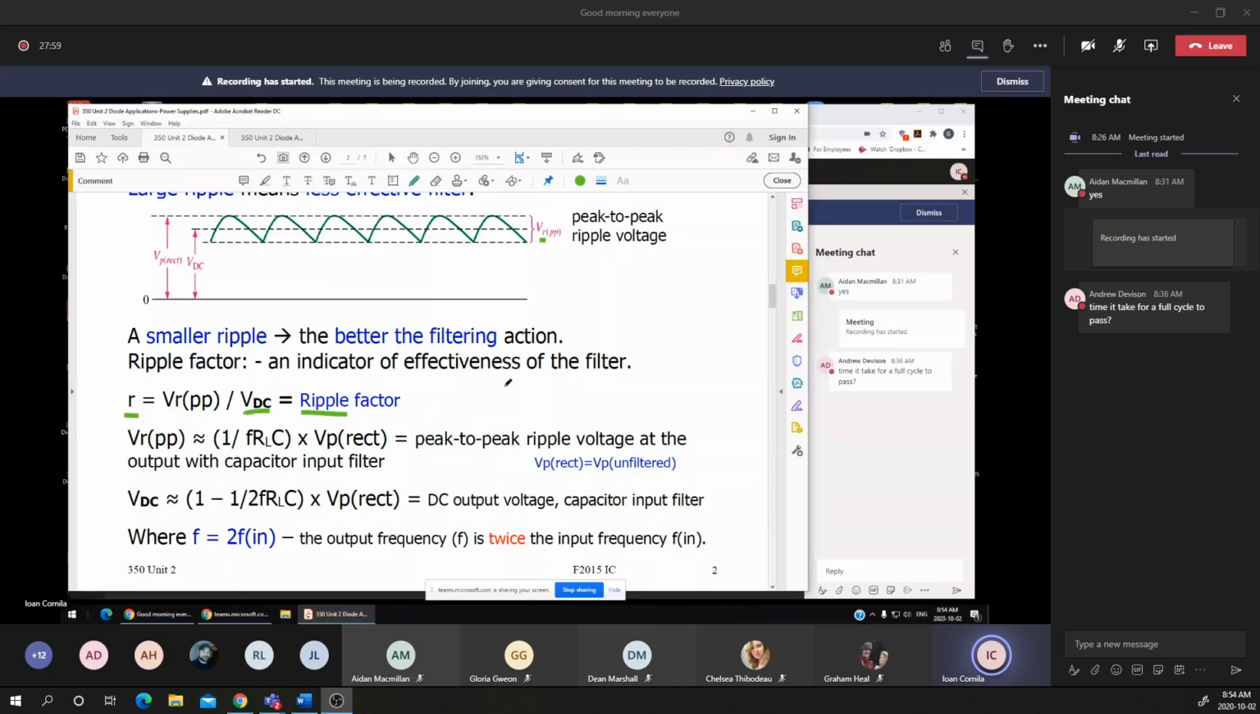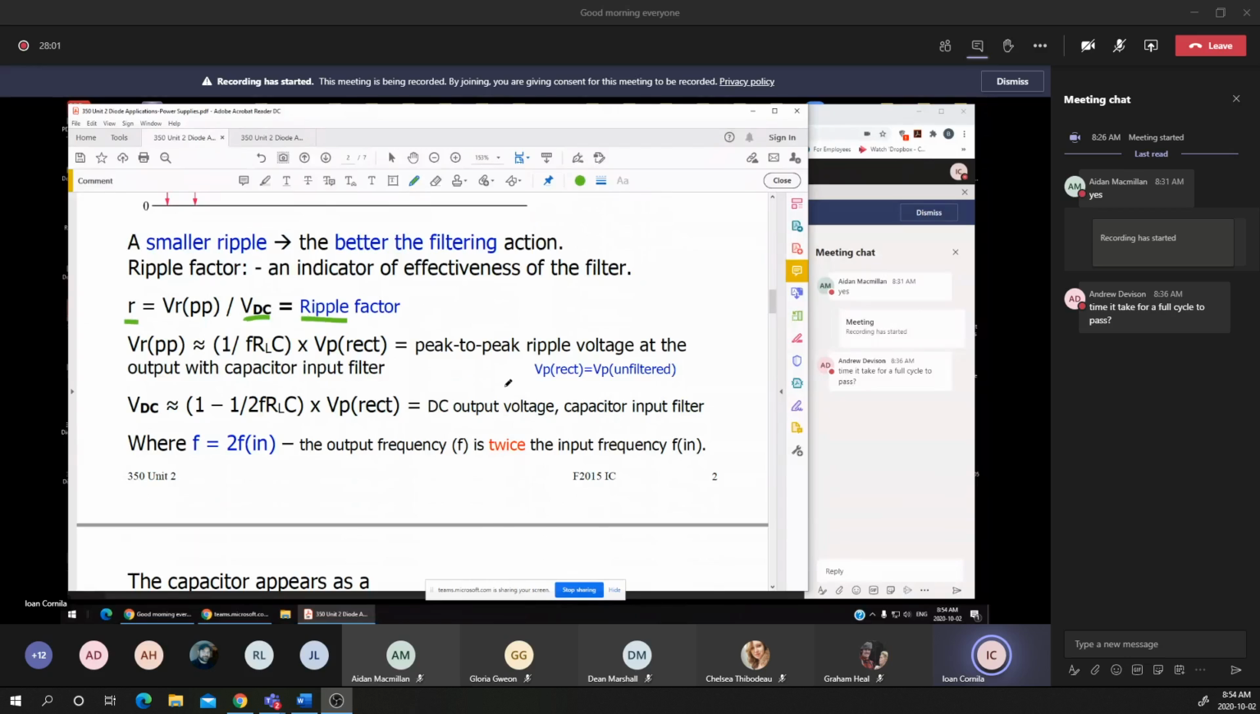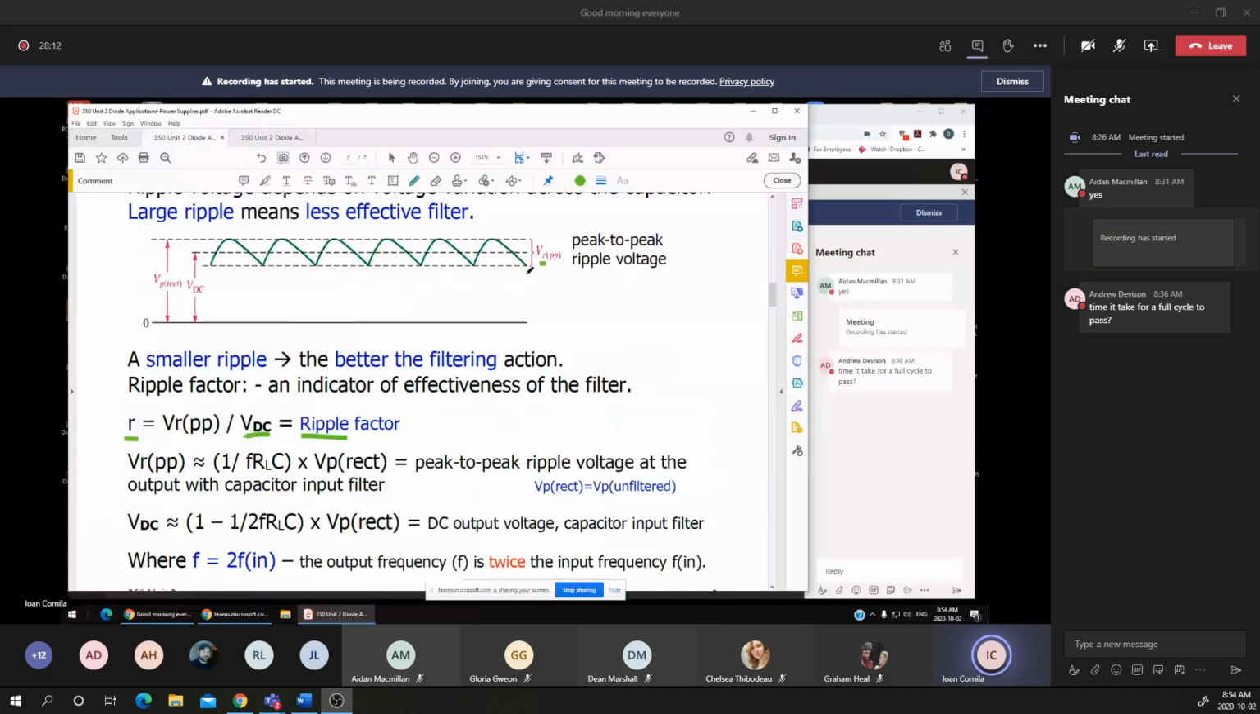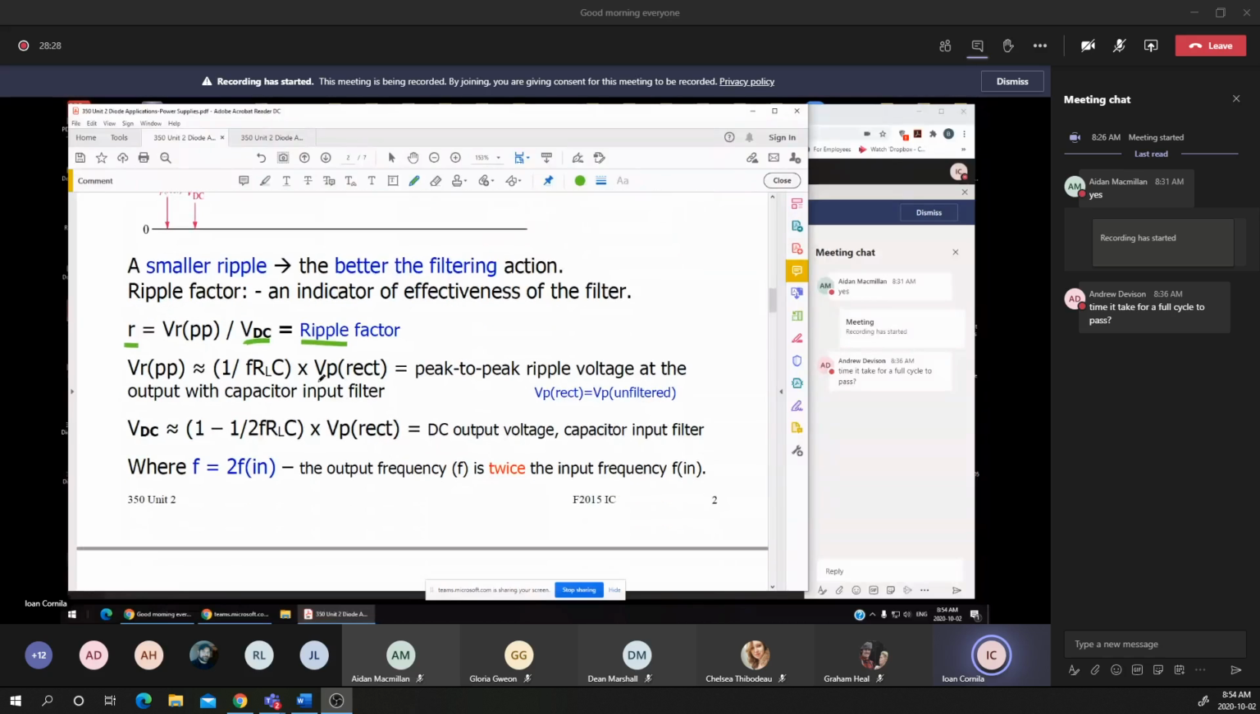Now, there are two calculations, two equations, and two formulas that are given for the first test. First of all, how we can determine the VRPP, or the peak ripple voltage, is 1 over the frequency multiplied by RLC. Remember that, the time constant, the RC that we used before, and multiply by VP rectified voltage.